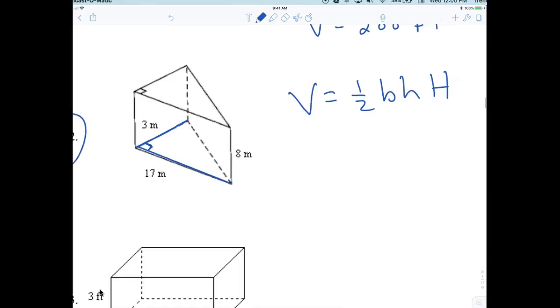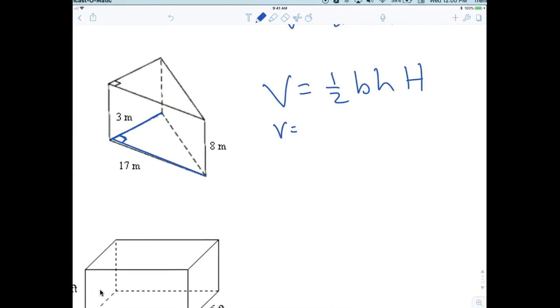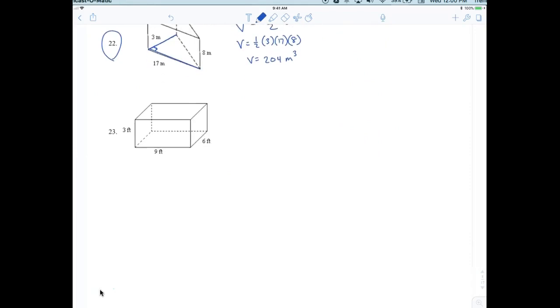So your formula would be volume equals 1/2 times 3 times 17. What's the height? 8. Is that good? All right. So here we would say your volume is 204 cubic meters. Everybody happy with that? Yes. All right, let's carry on.